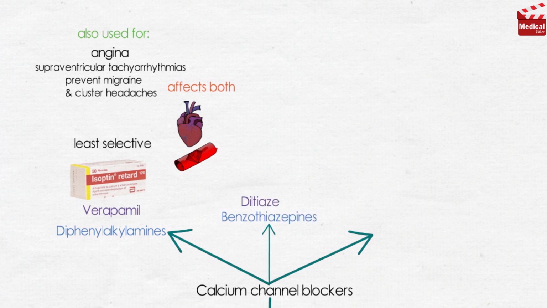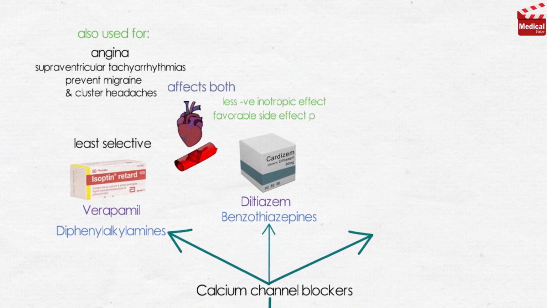Benzothiazepines, such as diltiazem, also affect both cardiac and vascular smooth muscle cells, but have a less pronounced negative inotropic effect on the heart compared to that of verapamil. Diltiazem has a favorable side effect profile.